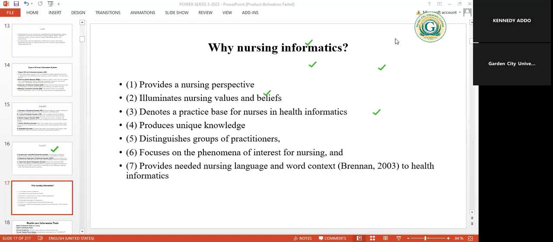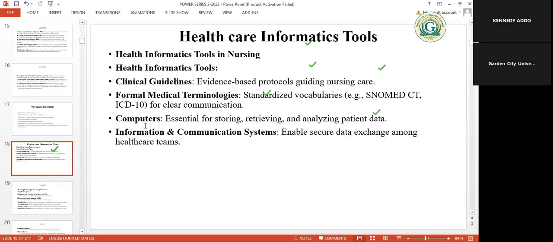The conversation we are having this morning, all of us are seeing the pivotal role technology brings on board. That is why all of us have joined. It provides that uniformity of language wherever you find yourself, with your patient. Now let's go to the tools. Healthcare informatics tools.